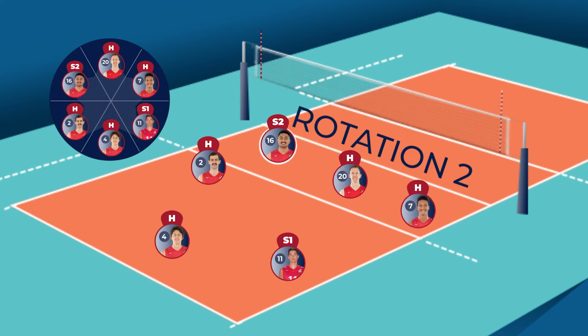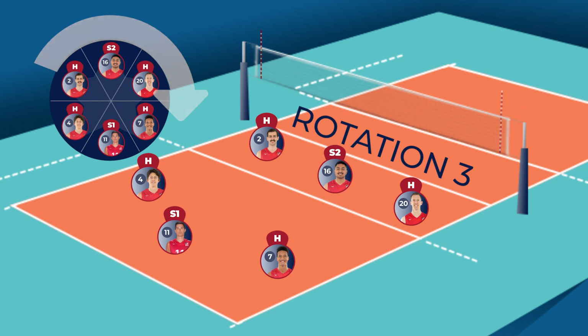In this system, since the setter plays front row, ideally, they must be prepared and able to block opposing hitters. As a front row player, they are also allowed to jump and attack the ball on a second or third contact. This can catch the defense off guard.